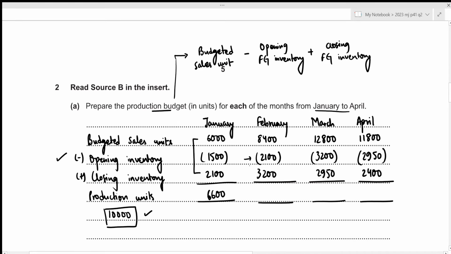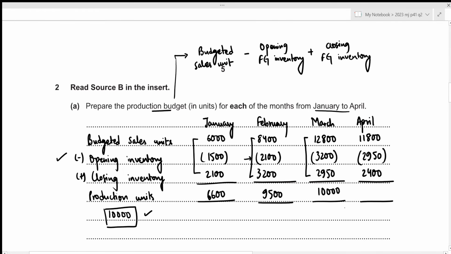Now for the month of February, that will be 8,400 minus 2,100 plus 3,200, which results in the value of 9,500. Again, this is within our limit of 10,000, so we do not have to change anything. For the month of March, that's 12,800 minus 3,200 plus 2,950, which results in 12,550. So this is in excess of 10,000 units, so we cannot really have this number of units as our production units for the month of March, because the maximum limit is 10,000.